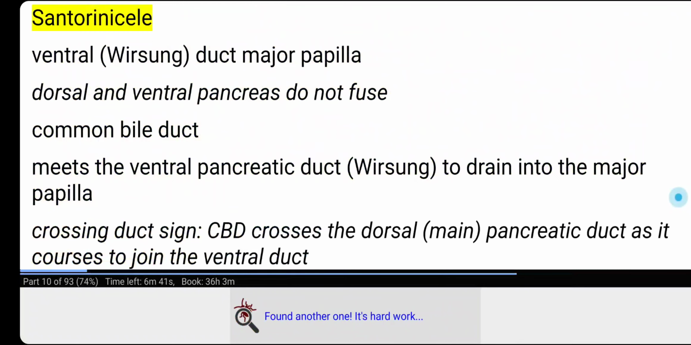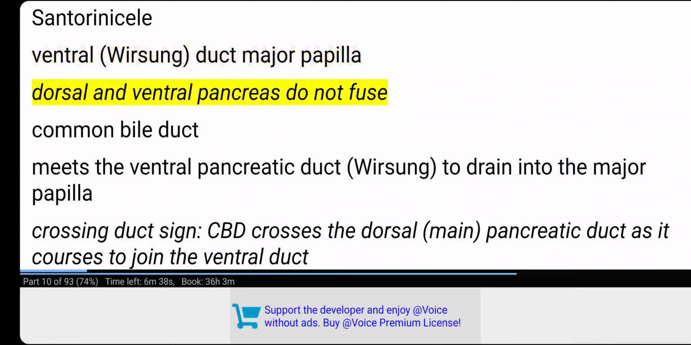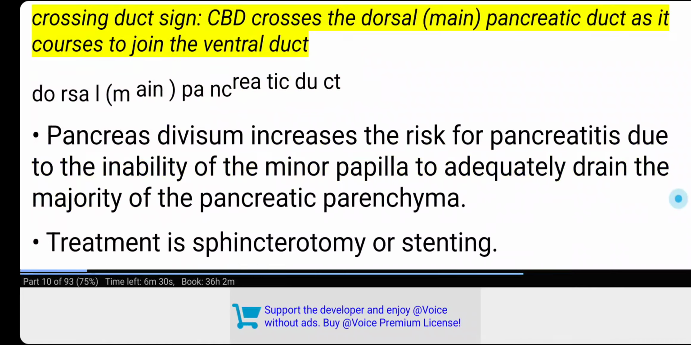Minor papilla, Santorini, dorsal. Ventral Wirsung duct, major papilla. Dorsal and ventral pancreas do not fuse. Common bile duct meets the ventral pancreatic duct of Wirsung to drain into the major papilla. Crossing duct sign: CBD crosses the dorsal main pancreatic duct as it courses to join the ventral duct. Dorsal pancreatic duct.